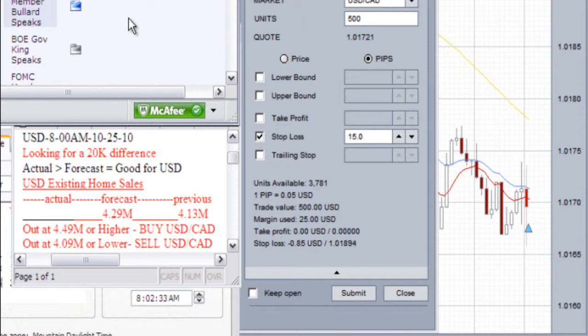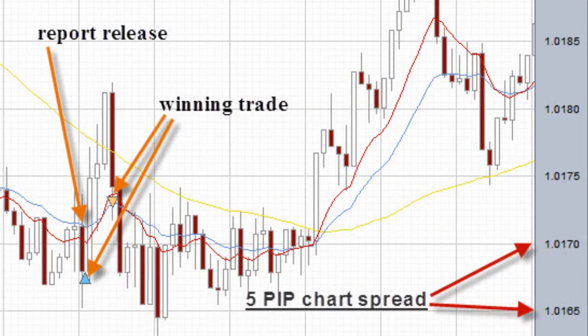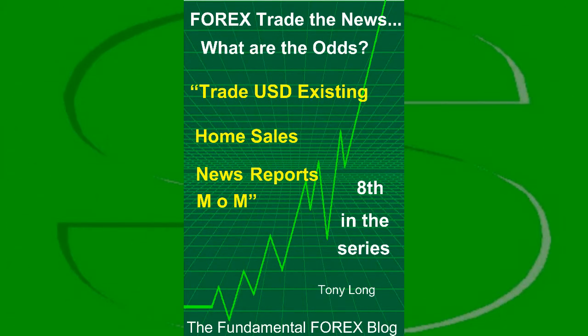Here is the chart. This is the chart for the currency pair US dollar versus the Canadian dollar, showing one winning scalp. The actual report was outside the economist's forecast by a good amount and was good for the U.S. economy. This looked good for my plan, which called for buying the U.S. dollar and selling the Canadian dollar.